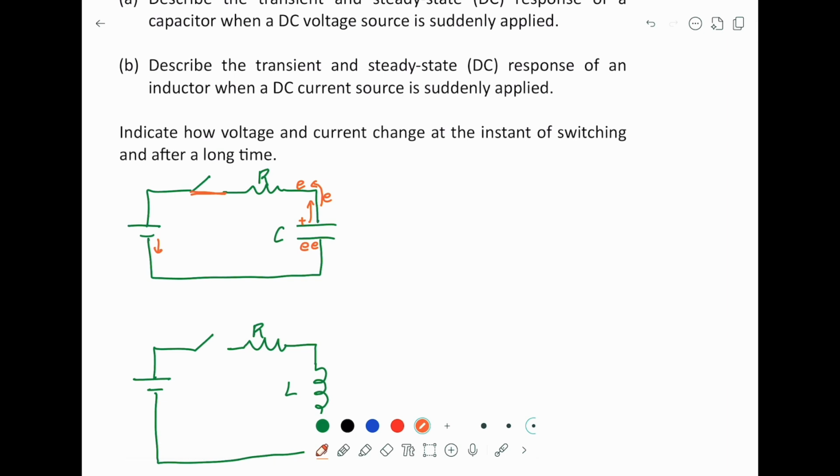And the magnitude of the current, of course, if we look at it from the conventional current side, this initial current is equal to V, the DC source, over R. So if we plot this here, T, and this is the current, and this is I naught.